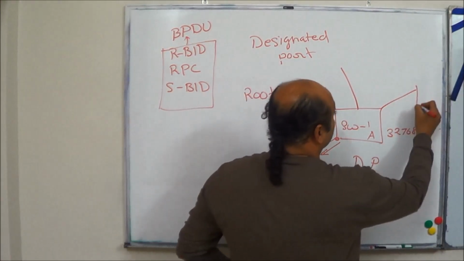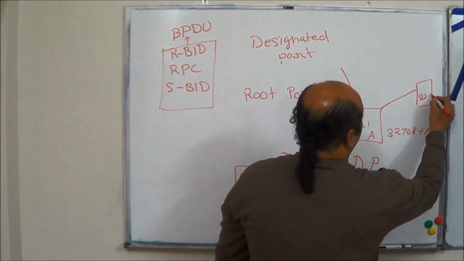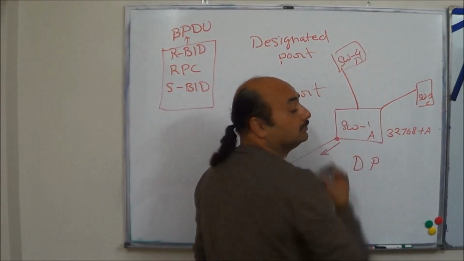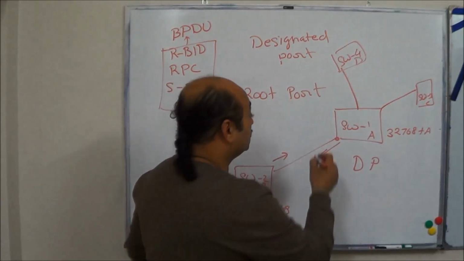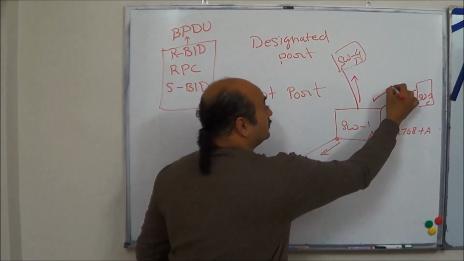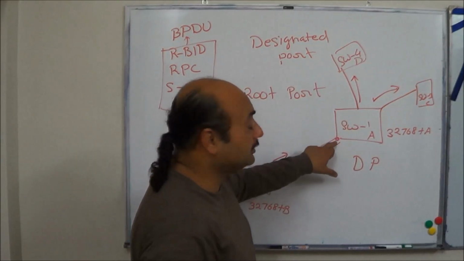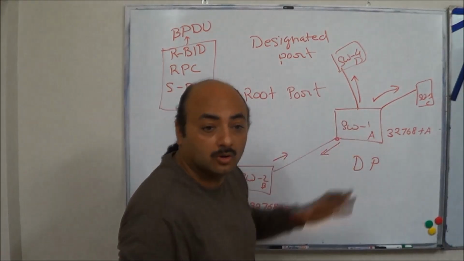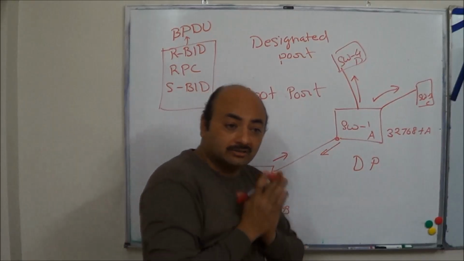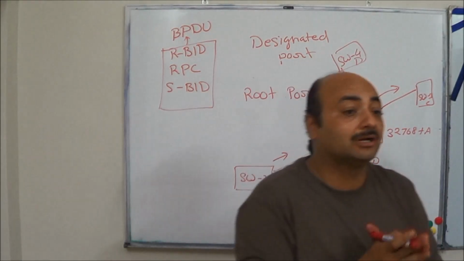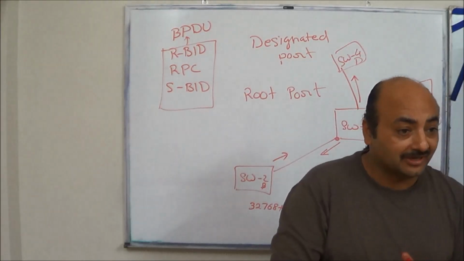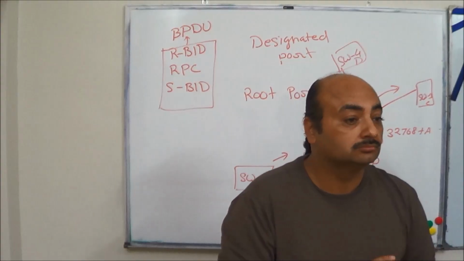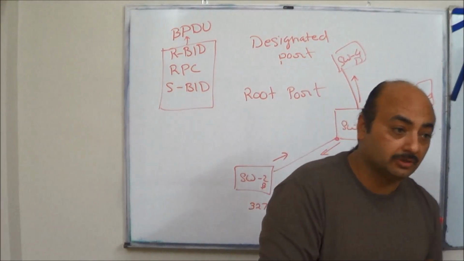This is switch 3, C, switch 4, D. This is the root bridge. It will be sending out here, and here. What is this? Designated port. What is this? Designated port. What is this? Designated port. All of them are designated ports. So can we say that all the ports on the root bridge are designated ports? Yes. So designated ports are the ports which send out BPDUs.